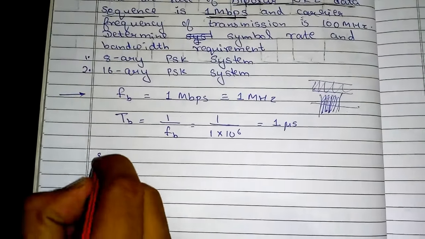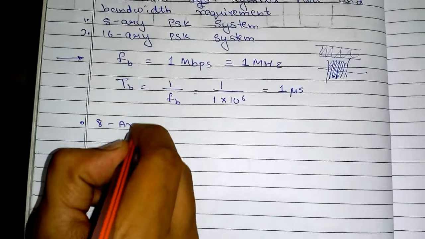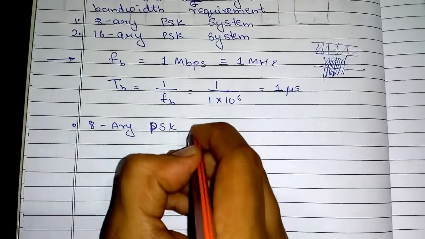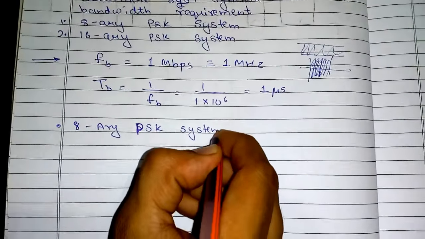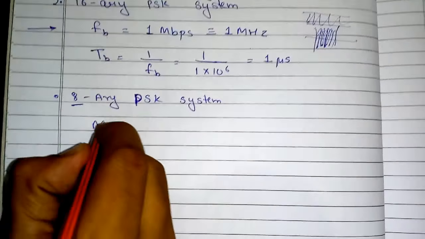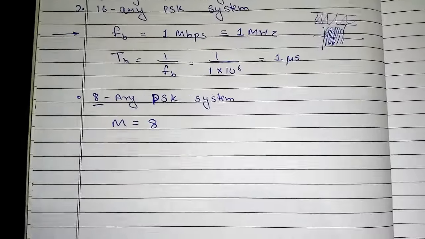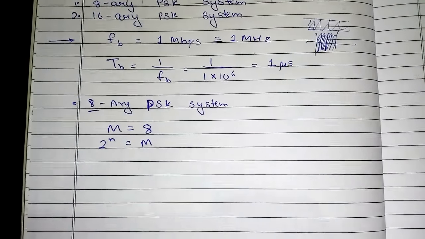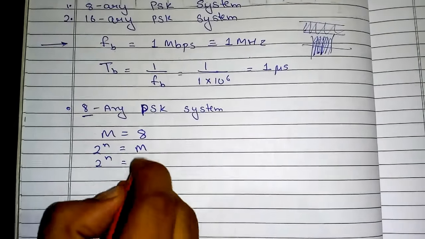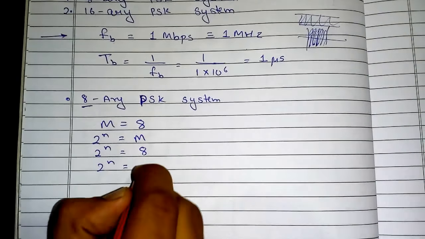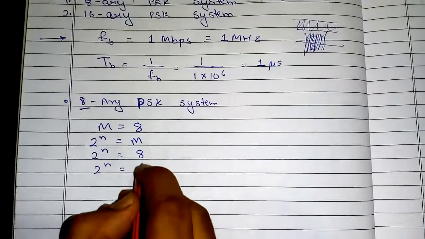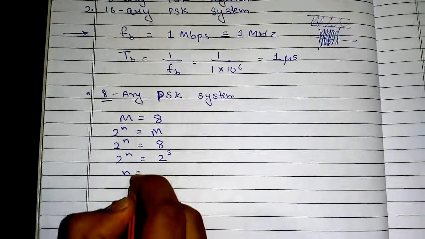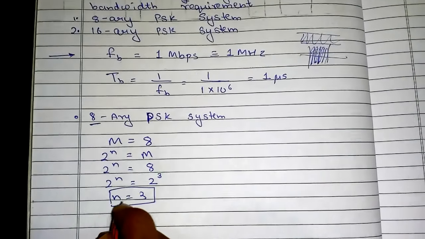Now for the 8-ary PSK system, this 8 is the value of M. Now my formula is 2 raised to n is equal to M. So I can write 2 raised to n is equal to 8. In powers of 2, 8 is nothing but 2 raised to 3. That means my n is equal to 3.